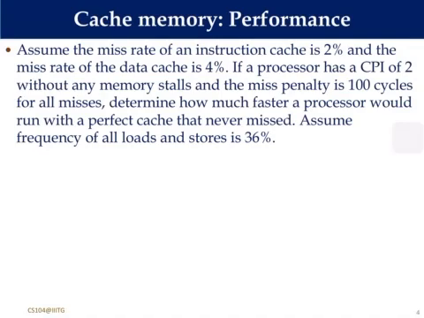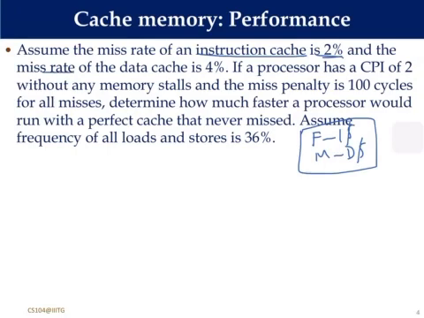Assume the miss rate of an instruction cache. I hope you have seen in pipelining that two types of caches are used. For the fetch we use an instruction cache, and for the memory stage we use a data cache. This was used to avoid one type of hazard, the structural hazard, if you remember. Now you are given the miss rate of the instruction cache as 2%, and the miss rate for the data cache is 4%.